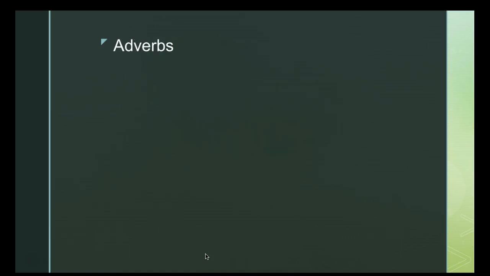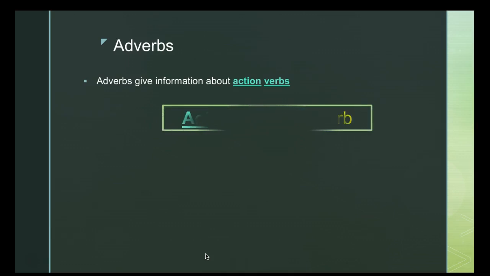Okay, we will move on to adverbs. Adverbs give information about action verbs. There are other types of adverbs, but the adverbs we will talk about today give information about action verbs. So the word order for these, we first write the action verb, or say the action verb, and then the adverb. So it's action verb plus adverb.